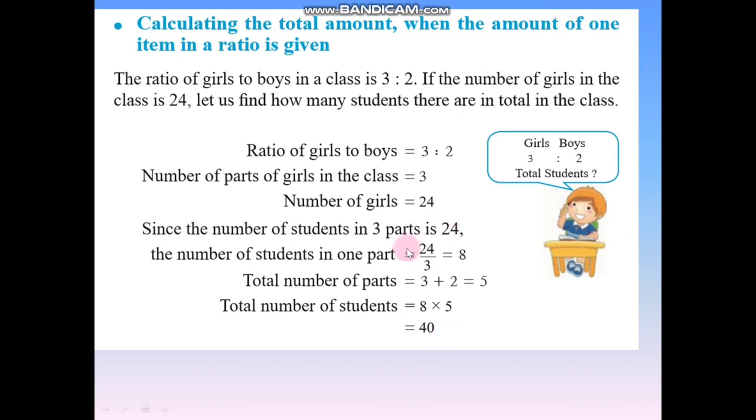Are you doubting how we are obtaining this? That means students in one part. Well, if some quantity is given, this is the simplest form. So what we have to do is convert this 3 side to 24.